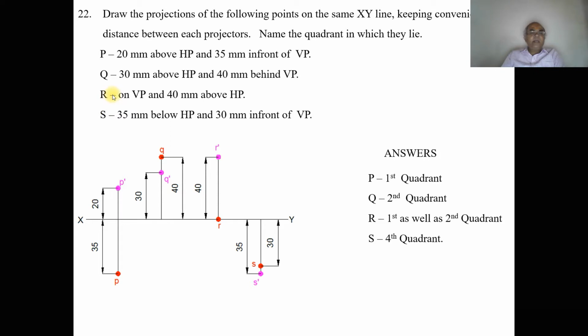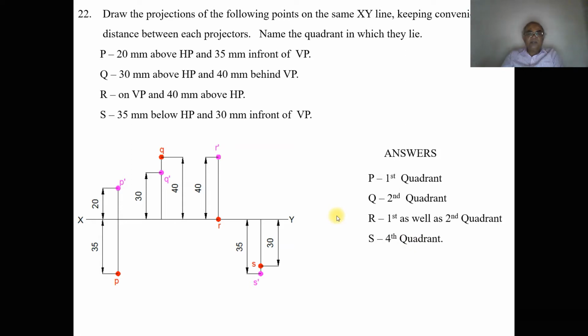Now take capital R on VP and 40 mm above HP. The above HP condition will be there in the first as well as the second quadrant. You can see here, above HP is in both the first and second quadrant, but it is on VP. So point capital R lies in the first as well as the second quadrant. Capital S, 35 mm below HP and 30 mm in front of VP. So here the condition is below HP and in front of VP. This condition is satisfied only in the fourth quadrant. So capital S lies in the fourth quadrant.